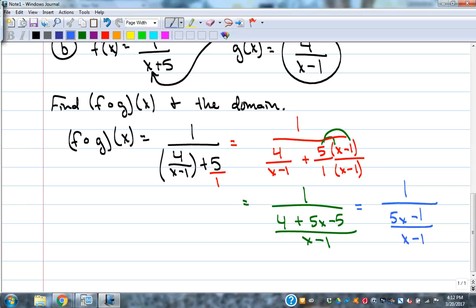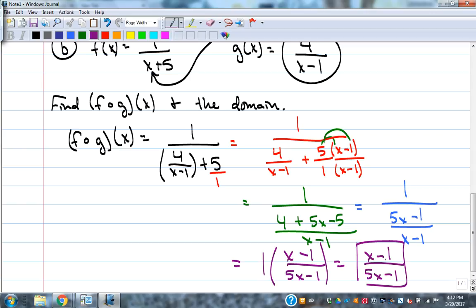And then I'm dividing a fraction by a fraction. Dividing by a fraction is the same thing as what? Multiplying by its reciprocal. So 1 times x minus 1 over 5x minus 1. And since that's multiplying times 1, it really doesn't change anything. So it's x minus 1 over 5x minus 1. There's our composite function there, the final answer. x minus 1 over 5x minus 1.